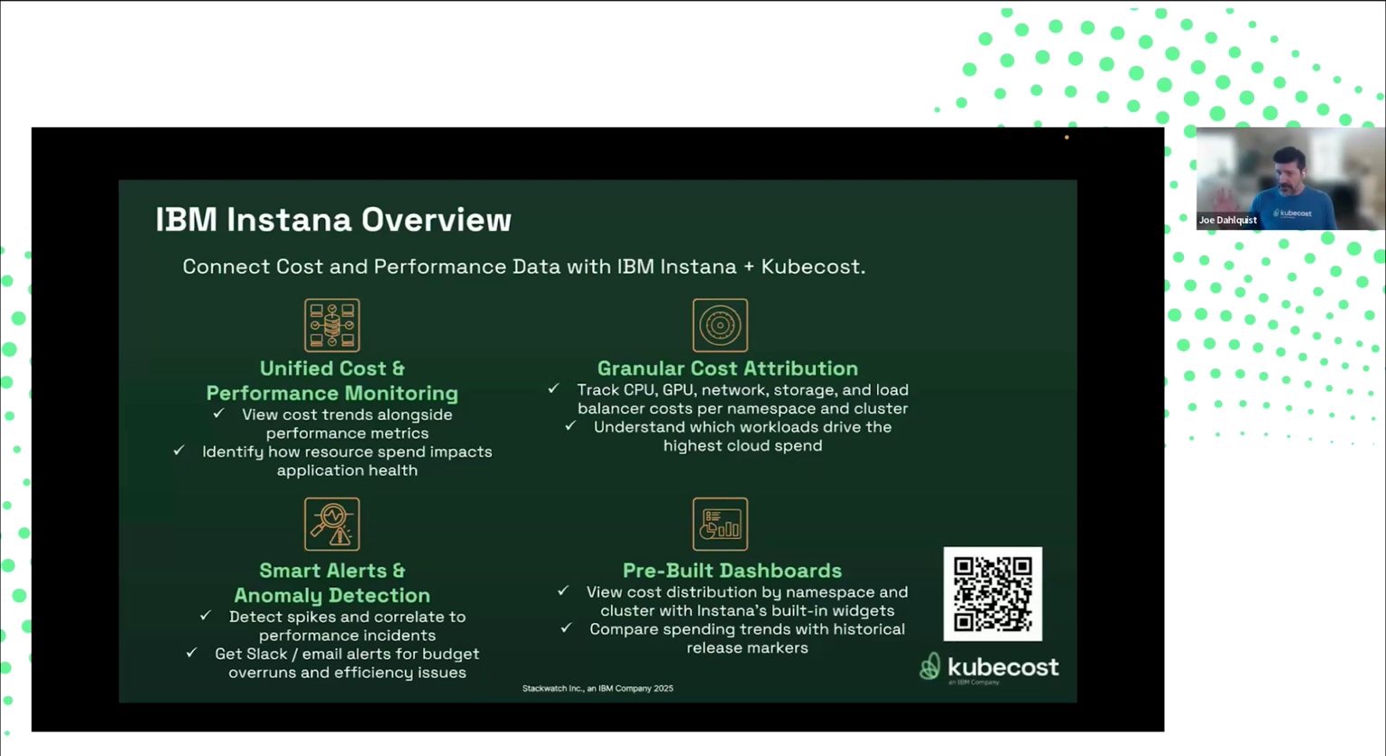where you can look at cost distribution by these common dimensions like namespace and clusters by using some of Instana's included widgets, and then compare spending trends with your historical release markers to understand: was this last release that we did our most expensive release ever, or was it perhaps a previous one?